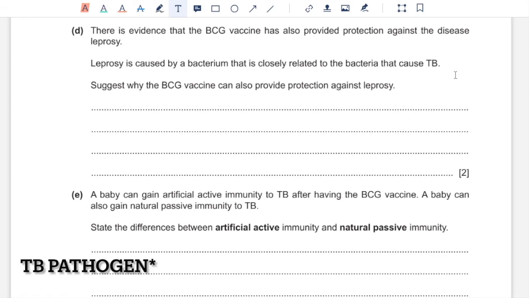TB vaccine. And if the pathogen that causes leprosy is related to TB, that means the bacterium has antigens similar in shape to the antigens on the TB pathogen, and as a result, the antibodies synthesized against the antigens on TB can bind with the antigens on the pathogen that causes leprosy and therefore lead to the death of this bacterium.